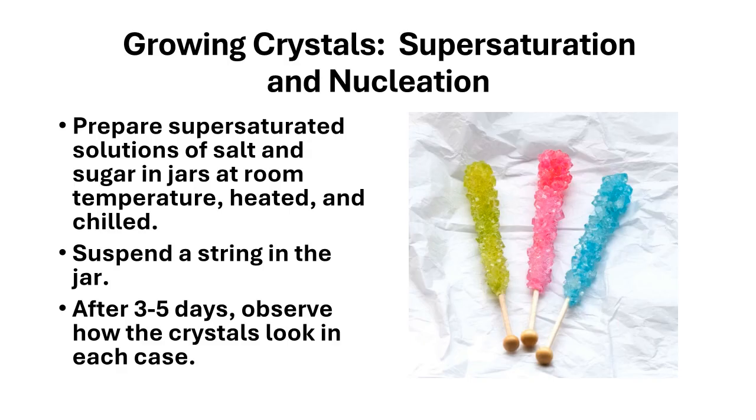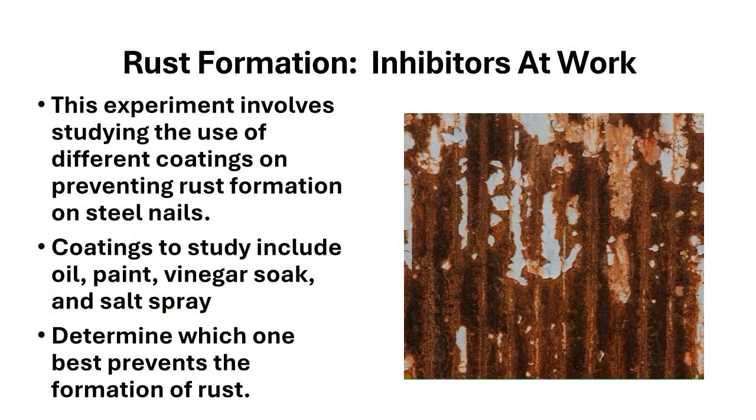This experiment involves the use of a variety of materials such as oil, paint, vinegar soak, and salt spray as coatings on steel nails. The study is to determine which coatings are best to use to prevent rust formation.